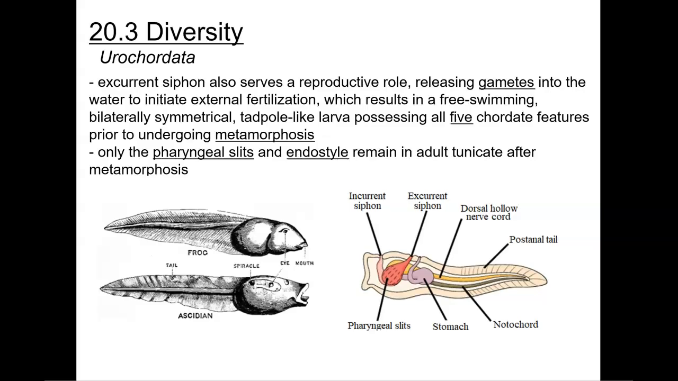So you see below, this is what they're going to look like after fertilization and when they first start to form. So you can compare the frog above to the tunicate below. They all have the incurrent siphon. They're going to have the excurrent siphon. They have dorsal hollow nerve cords. They're going to have a postanal tail. They have a notochord. They're going to have a stomach, and you see those pharyngeal slits. That's going to help capture food and take oxygen out of the water so they can use it within their body.